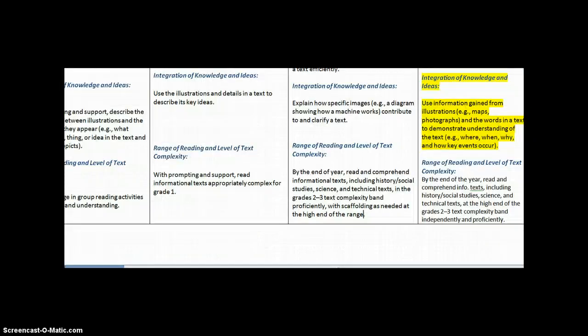Going back to our Grade 3 Common Core Standard, Integration of Knowledge and Ideas, were the students able to use information gained from illustrations and words in a text to demonstrate the understanding of the text? For example, where, when, why, and how key events occur.